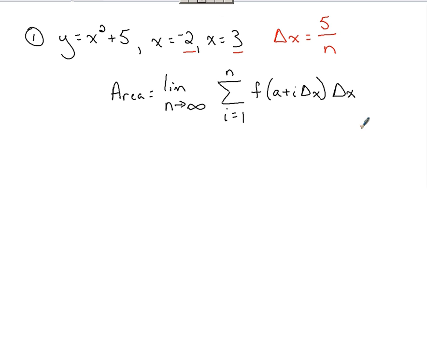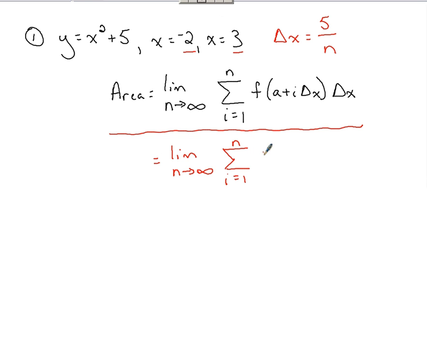Now I've got my setup here that I have to remember for my limit of a Riemann sum. As I start to plug in some values to this setup, I understand the limit notation stays and the sigma notation stays for quite a few steps on this problem, because initially this problem's all about doing algebra.